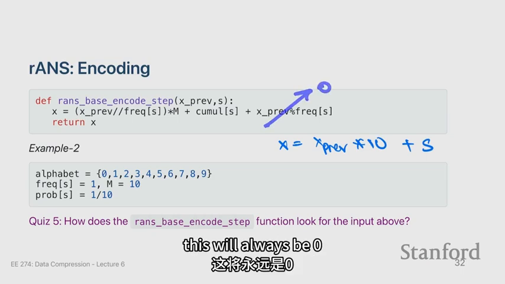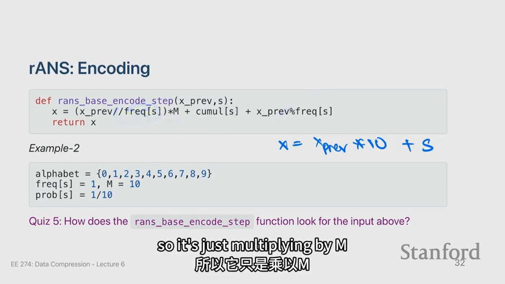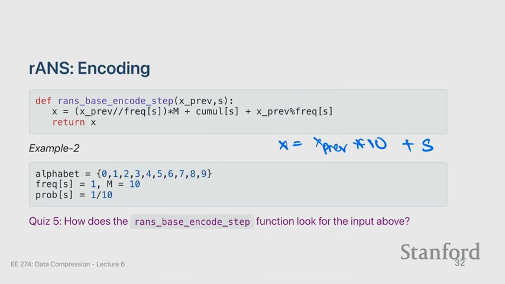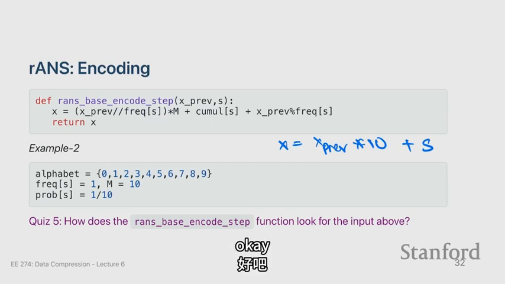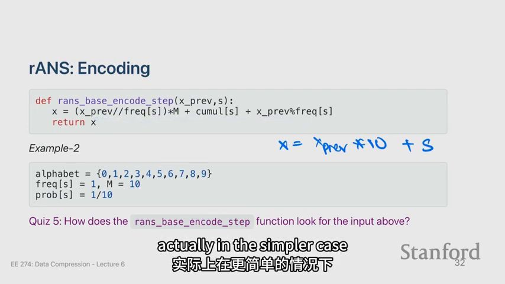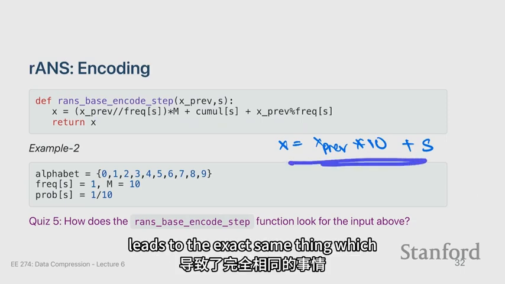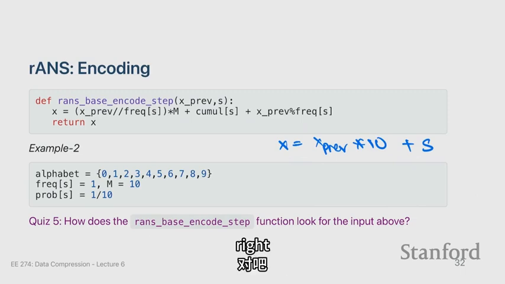And that basically would happen because, okay, I'm giving away the answer. This will always be 0. This will be s, and this by frequency s doesn't matter, so it's just multiplying by m. So I know this is fast, just work it out. It's very basic divisions. So whatever this beast looking thing we came up with, in the simpler case leads to the exact same thing where we started our lecture from, right?